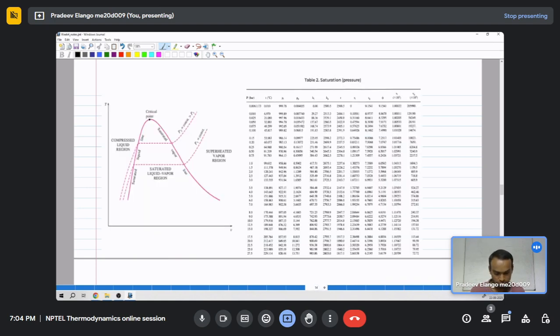So this is a general T-v diagram. On the left hand side we have a compressed liquid region. That means when the temperature is low and the specific volume is low, the water stays in the liquid region, and when you start heating at constant pressure, these dotted lines represent constant pressure lines. Assume you are at this point, and then when you start heating, the temperature will keep rising, and the volume will also rise.